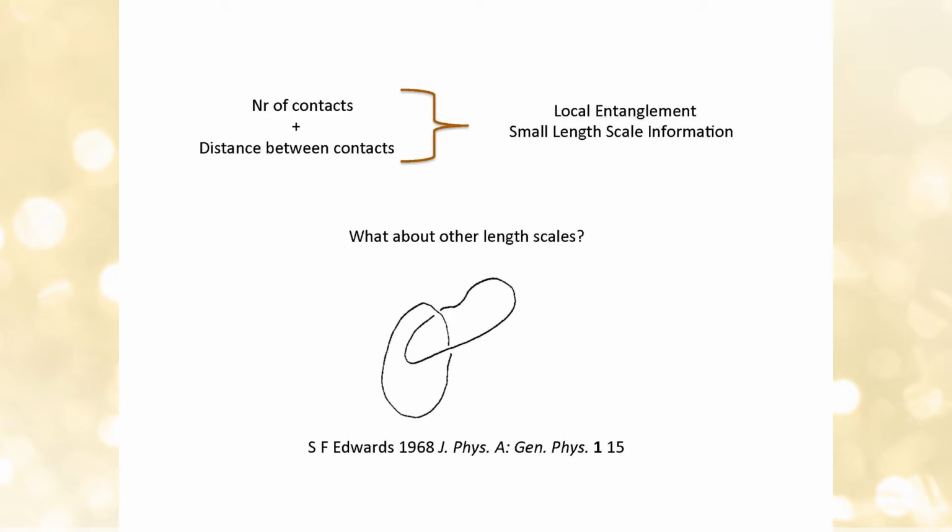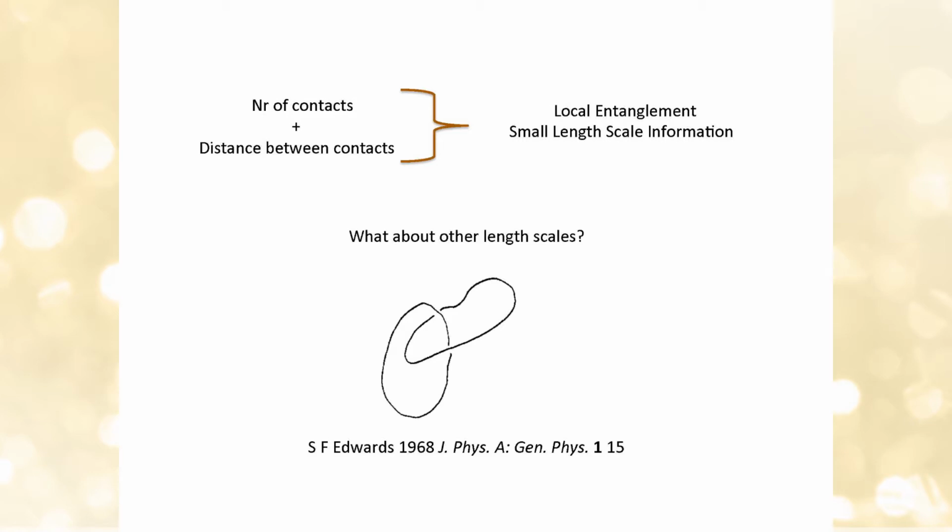Edwards, from the 60s, noticed that we might have things going on at a bigger scale. So things might be linked that are not close to each other, like these two. Maybe there are other entanglements in between that don't allow us to see that there is also some link formed in the bigger picture. So how can we account for that?